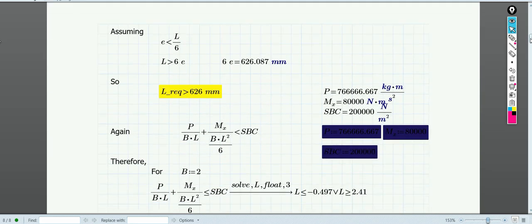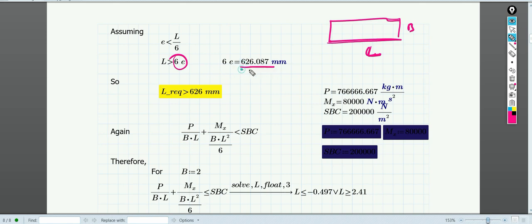Now our condition that we have just derived is that e should be less than L by 6, or L should be greater than 6e, right? That means the length of the footing, if this is the width B and this is L, should be more than 6 times the eccentricity, which comes out to be around 626.086 mm. So this should be the minimum length of L. This is one condition that we have got. This condition should be satisfied.